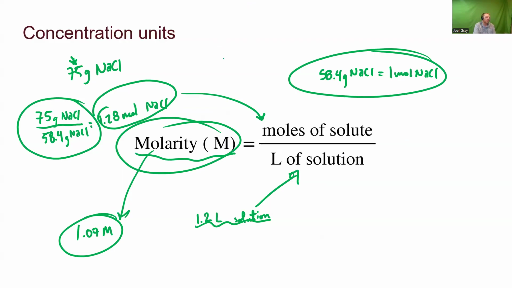Now, tell me the concentration of 37.5 grams of NaCl in a 0.6 liter solution, or in 0.6 liters of solution.